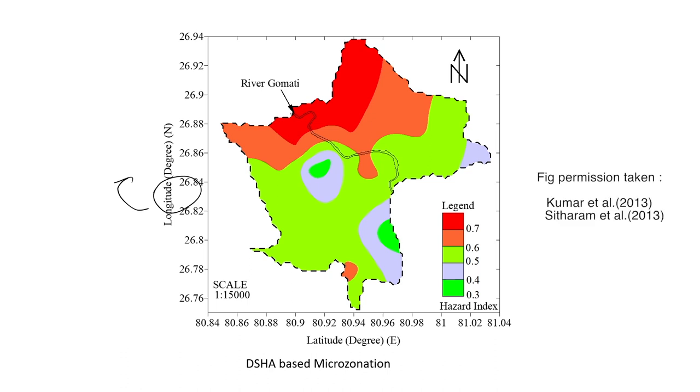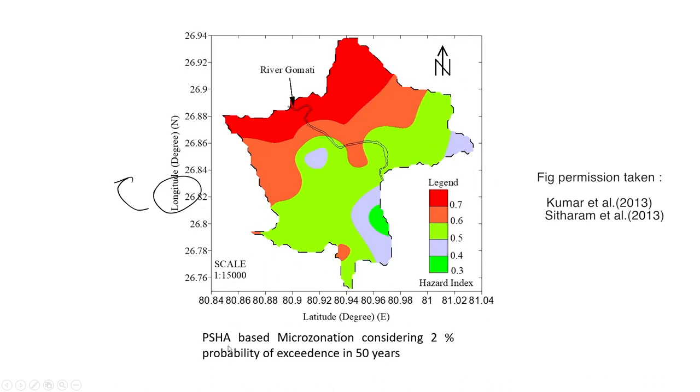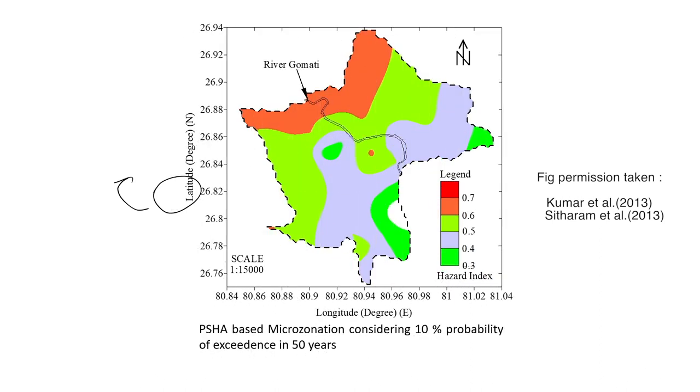Higher hazard means those are the locations showing more effects of earthquakes, whether from bedrock motion or induced effects. This map is based on deterministic hazard values, this one on 2% probability bedrock motion and the corresponding hazard values, and this one on 10% probability. We can see these regions showing relatively higher hazards, these regions showing relatively lower hazards, and these regions showing medium hazards in the study area.